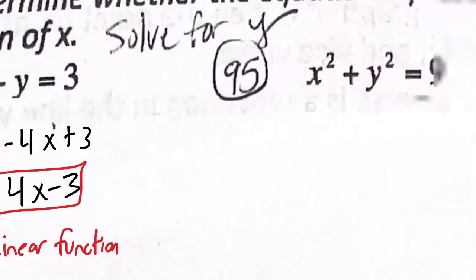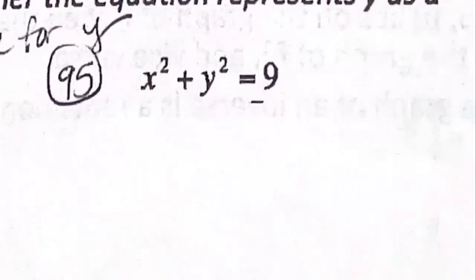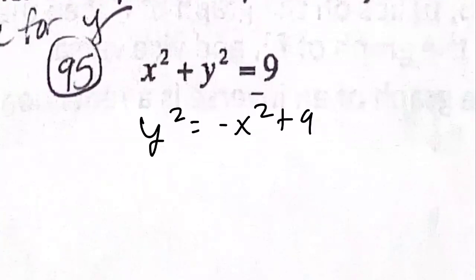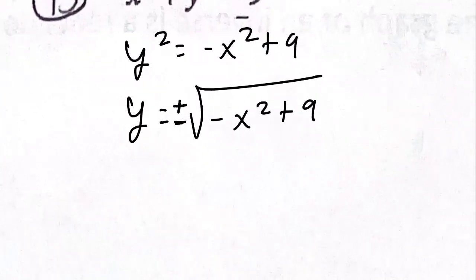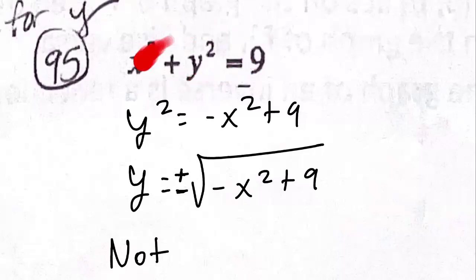Now for the next one, x squared plus y squared equals 9. If you solve for y, y squared equals negative x squared plus 9, and then take the square root: y equals plus or minus the square root of negative x squared plus 9. As I told you before, when you take the square root, you have to include the positive and negative. So would this one be a function, yes or no? No. Even though we solved for y, what kind of function is this? Quadratic? Nope.